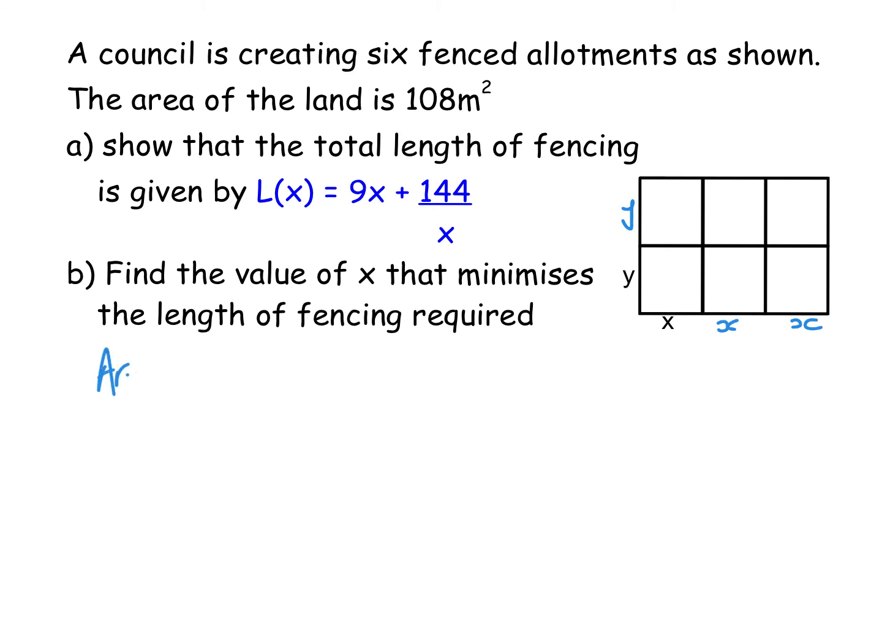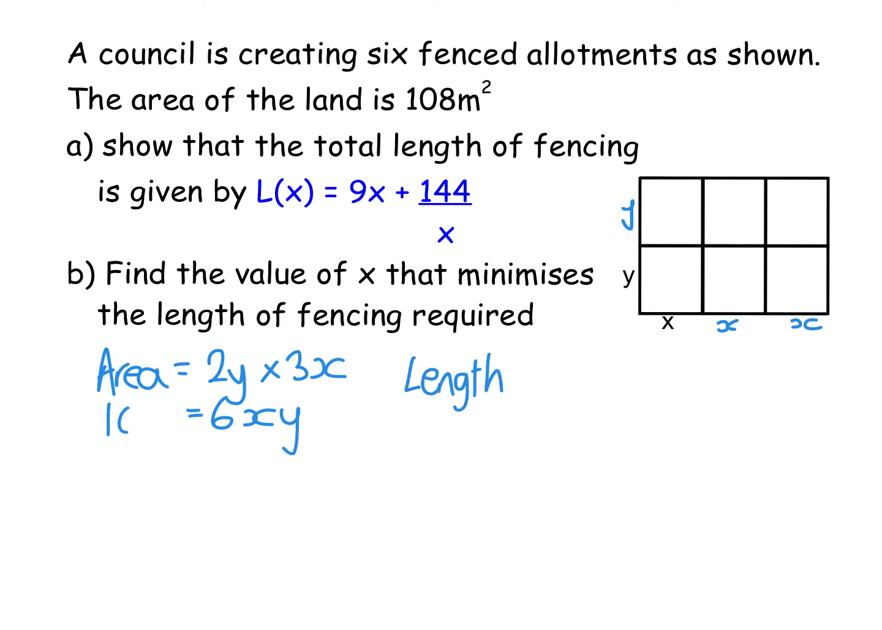So the area is length times breadth. My length is 2y and my breadth is 3x. So my area is 6xy. Then let's look at the total length of fencing. Oh sorry, I should have put in, I knew that the area was 108, so I can actually divide that by 6. 108 divided by 6 is 18. Yes, so that's 18 equals xy. So I've taken that down a wee bit.